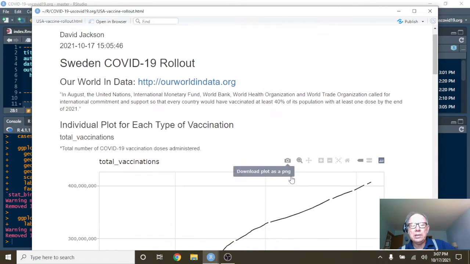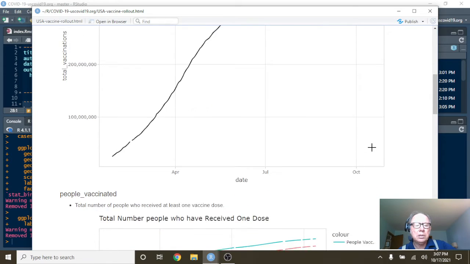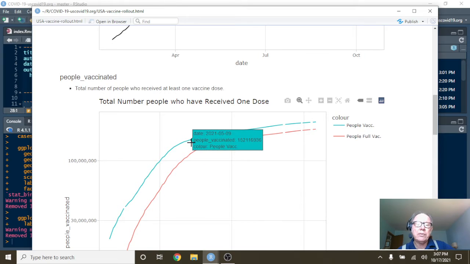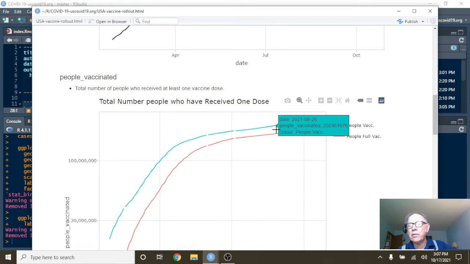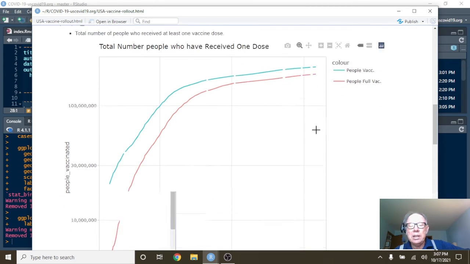This is the total cumulative vaccinations in the U.S. 407 million doses have been administered. You can see here we have seen a flattening. We had this big steep increase in vaccinations, and now the numbers are flattening off a little bit, but still only 218 million out of 326 million people have been vaccinated once, and only 108 million out of 326 million have been fully vaccinated.